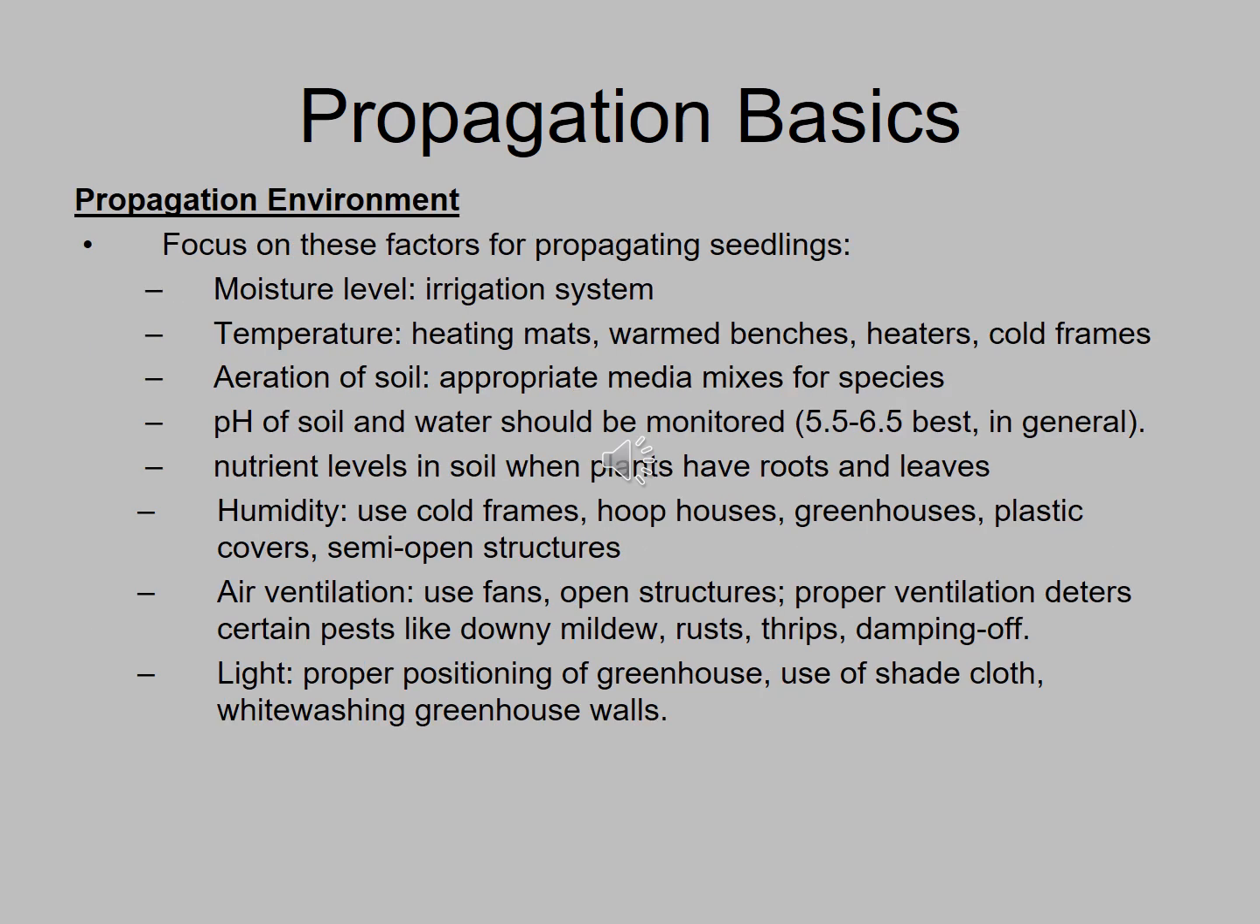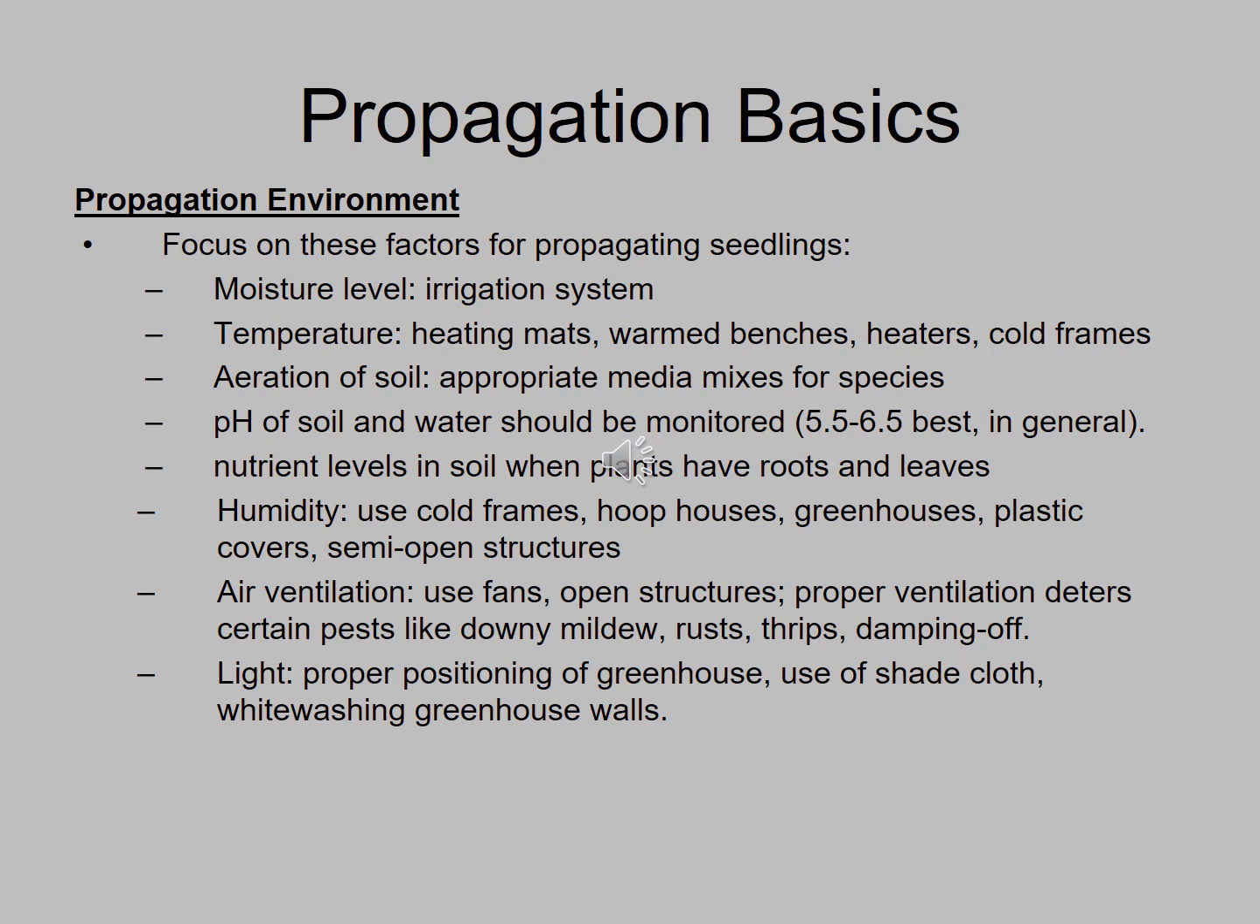Propagation environment is important too. The kind of environment you provide for your cuttings or your divisions or your seeds. You've got to provide the right moisture level through some kind of irrigation system, a hand system or an automatic system. Temperature needs to be controlled through heating mats, warmed benches, a heater in your greenhouse or house, or a cold frame. The soil needs to be well aerated for many types of species. The pH of the soil and water should be monitored. You don't want it to get too high or too low. Nutrient levels need to be kept at an adequate amount in the soil once the plants have roots and leaves.